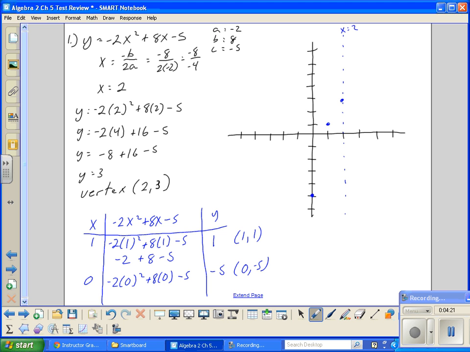So I'm at 1 to the left of the axis of symmetry here, so I can move over 1 to the right and mirror it. Take that point. And then down at negative 5, I'm 2 to the left, so I'm going to go 2 to the right. Put me somewhere right about there. And then I can draw in my parabola there.